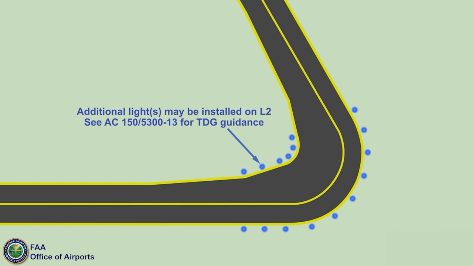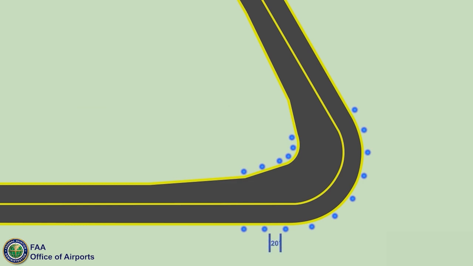Use a maximum spacing of 50 feet for taper L2 per the straight segment standards in AC 150/5340-30. See AC 150/5300-13 for TDG fillet design guidance. Place a taxiway curve indicator light 50 feet prior to the point of tangency of the outer pavement edge. Spacing on straight segments does not exceed 200 feet.